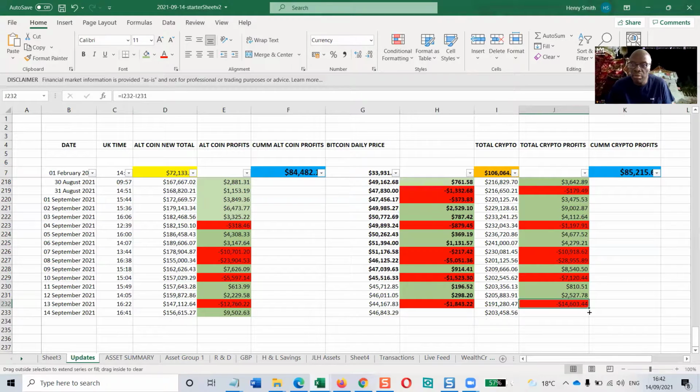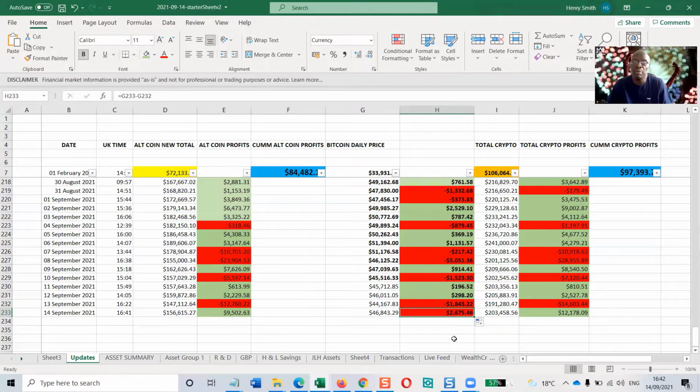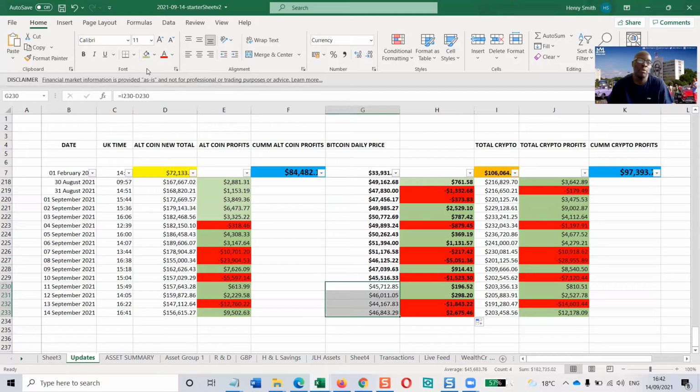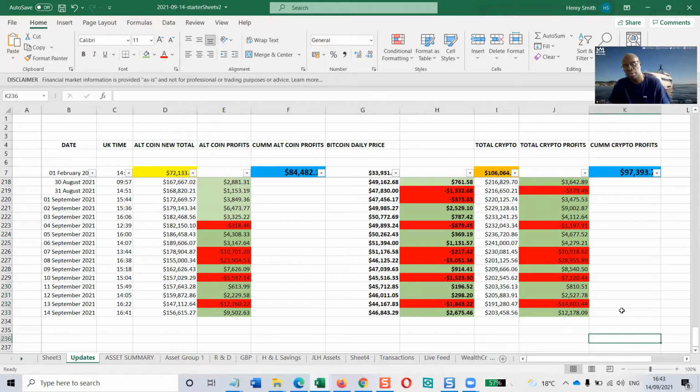This is also up $12,000. So in color, that's green, 12,178. And if I bring this down here, it shows that Bitcoin went up by 2,675. So this can go green. So we're at a green day today, and we should see what it brings tomorrow.